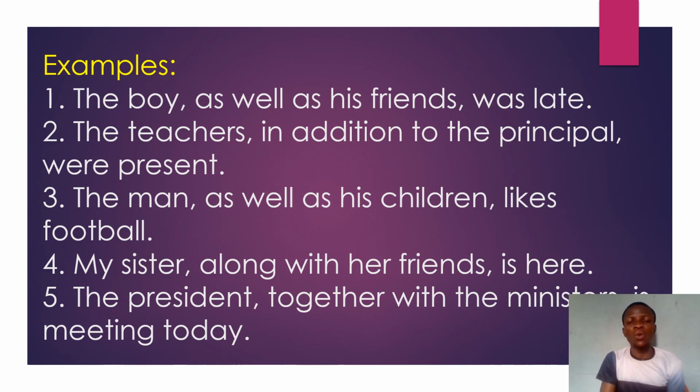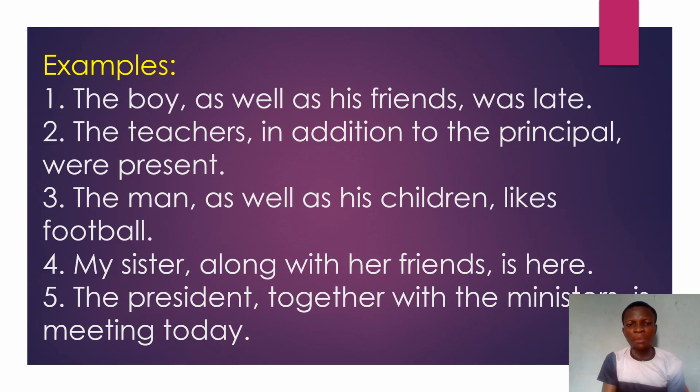Then example 3: The man as well as his children likes football. That's a singular verb, "likes." Don't forget, singular verbs always carry s or es, while plural verbs will not carry s or es. So: the man as well as his children likes football.